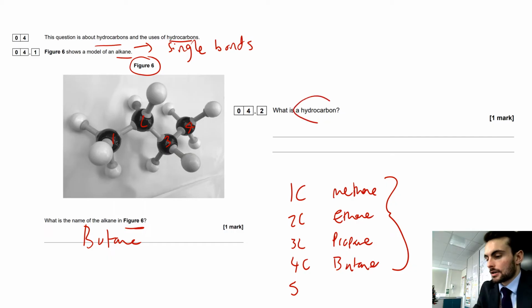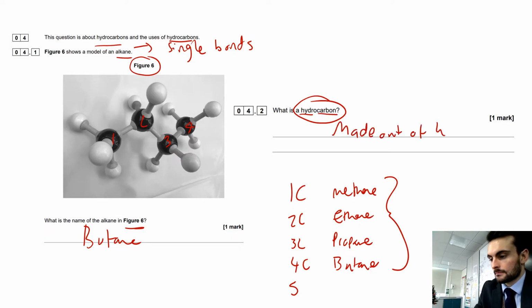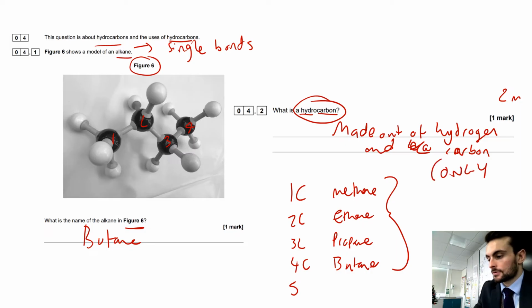Then what is a hydrocarbon? I don't really need to explain that one. The clue is in the name: made out of hydrogen and carbon. Sometimes you get an extra mark for saying only. So it's only made out of hydrogen and carbon. So just keep an eye out for that. I would just put only anyway and get into the habit of saying it, because if it's 1 mark, it's not including that, but if it's 2, you can get an extra mark for saying that.